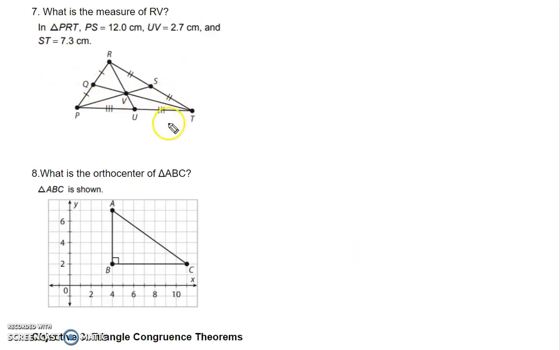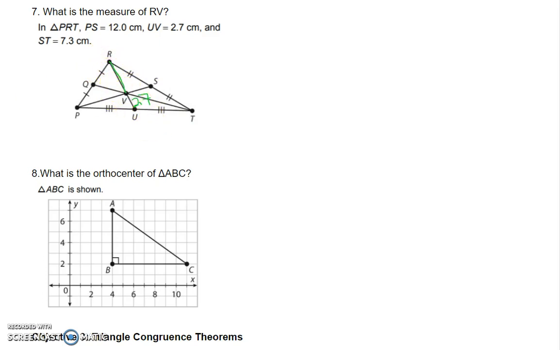What is the measure of RV? Here's RV, highlighting it in green. And it says PS is 12. Okay, that's one median. UV is 2.7. I think I need that one. So there's 2.7. And ST is 7.3. I don't really think that's going to help me find RV.